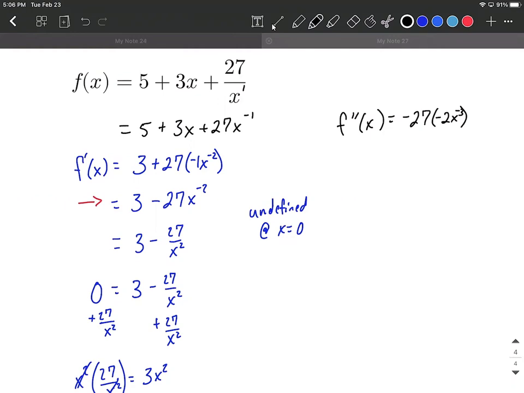All right, this means the exact same thing as if you wanted to write this with a positive exponent. We can do negative 27 times negative 2, which makes positive 54 over x to the positive third power.